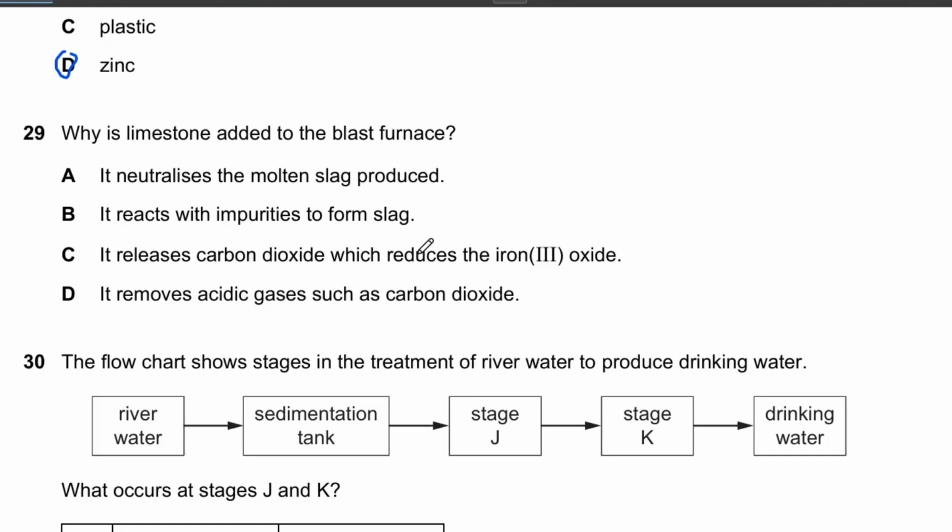29. Why is limestone added to the blast furnace? The limestone is added to the blast furnace to remove impurities, that is slag. That is the purpose. So let's look at our options. It neutralizes the molten slag produced. No. It reacts with impurities to form slag.